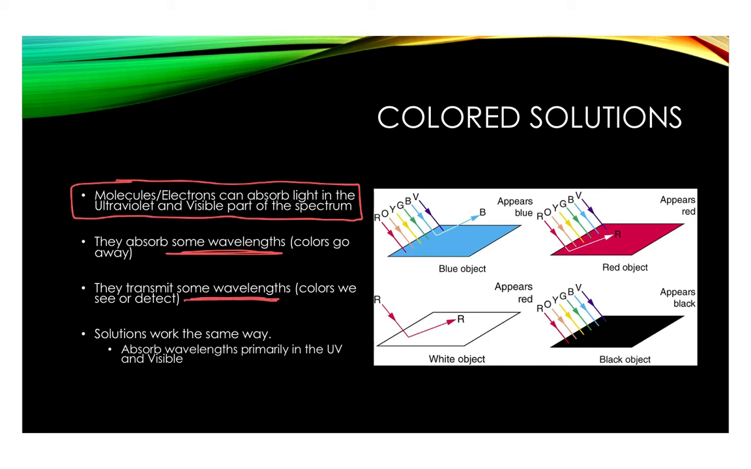Okay, so for example, if I have a blue object and we have white light coming in at it, white light is made of all of the different colors of visible light. And if it's a blue object, the object will absorb wavelengths that are all of the other colors except for blue. That blue wavelength will actually reflect off of it, and we see that object as being blue, or it's absorbed and re-emitted, transmitted as blue. Same thing happens with all of our other kinds of colored objects as well. Solutions work the same way. They absorb wavelengths primarily in the ultraviolet and visible spectrum, and they absorb some and they let some go through or get transmitted.